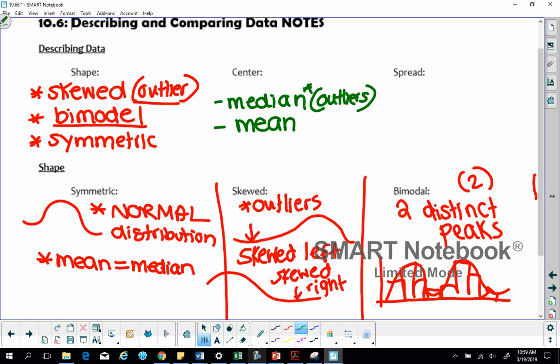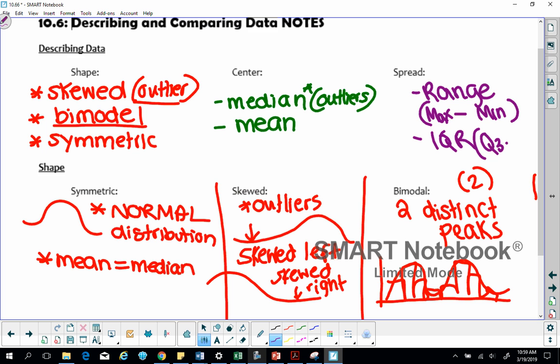And then spread is talking about your range and your interquartile range. So what's your range? What minus what? Max minus min. Yeah, so max minus min is your range. Your interquartile range is your Q3 minus Q1. Those are your spreads. So remember, if I were to have that 12, that would make my spread a lot larger than if I were to have a 50, right? The spread would not be as large. So we have to look at the spread using those two things.